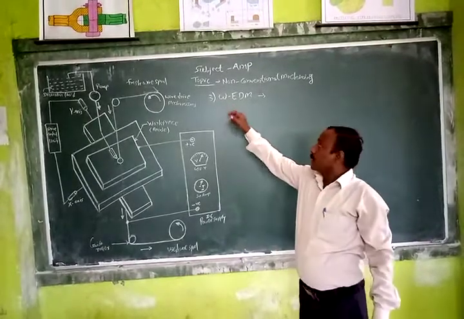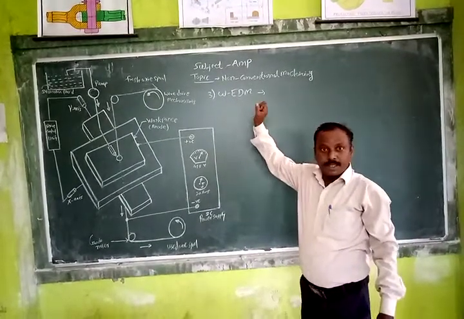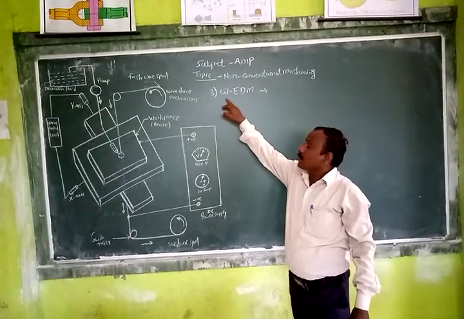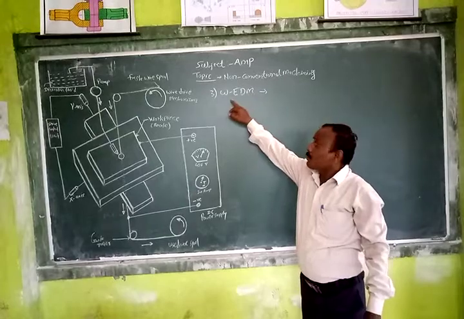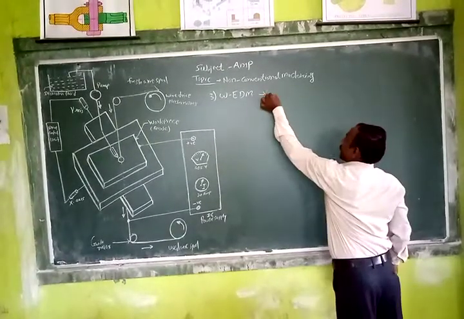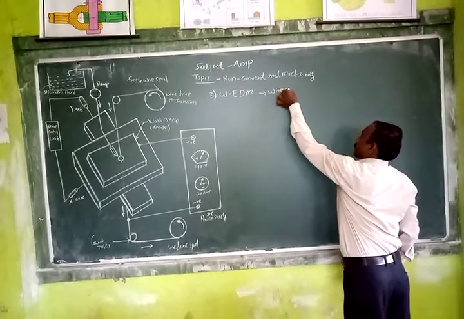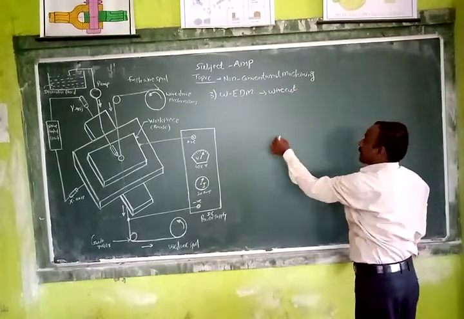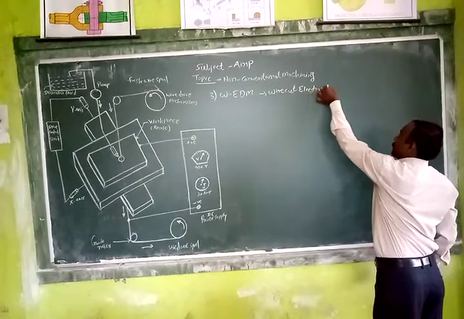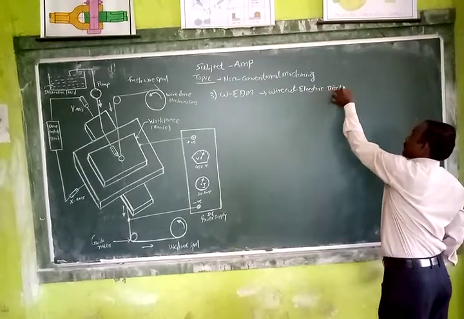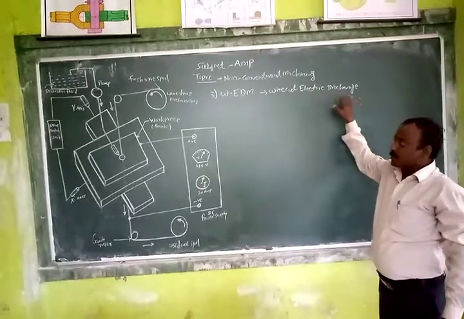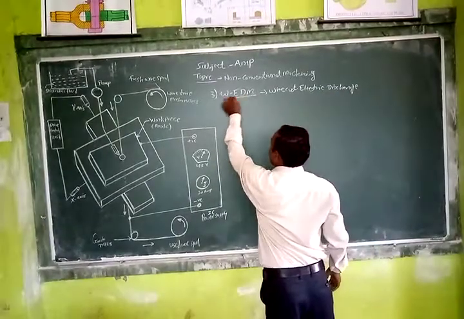Last period we learned EDM, electric discharge machining. Today we will learn WEDM. The long form of WEDM: W indicates wire cut. Wire cut electric discharge machining. This is the full form of WEDM.